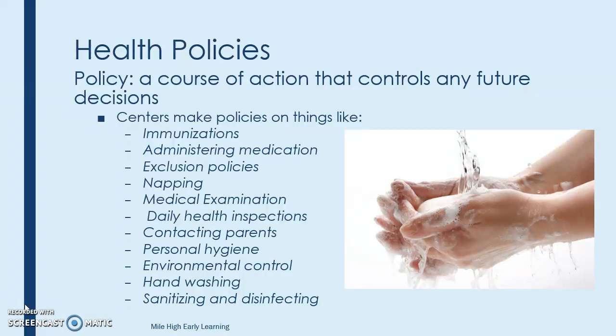We're going to go over most of these policies in detail in the next couple of slides, but a couple that we won't, that I just want to briefly mention, is the exclusion policy, and this may vary by center, but licensing does state that it should be determined by a healthcare provider. This is when you decide that a child cannot come to school due to an illness.